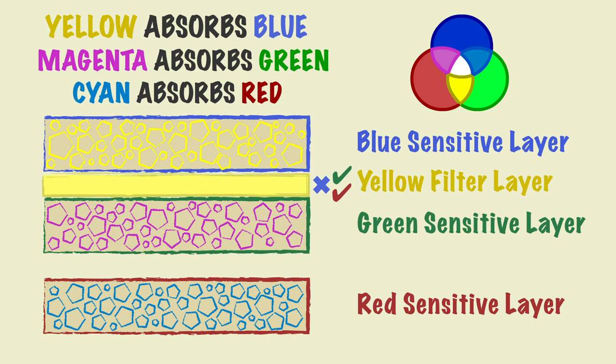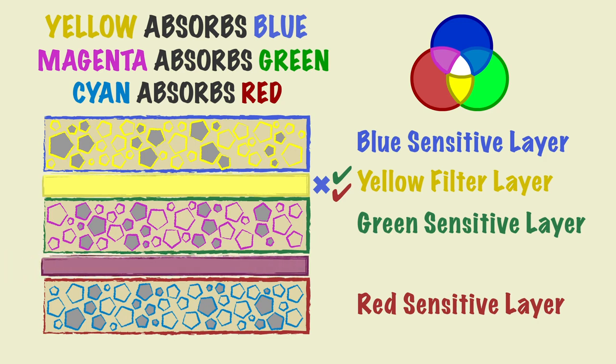In the same way as the blue sensitive layer, where green waves of light reach the silver halide crystals in the green sensitive layer, green is absorbed and a reaction occurs. And where red waves of light reach the silver halide crystals in the red sensitive layer, red is absorbed and a reaction also occurs.